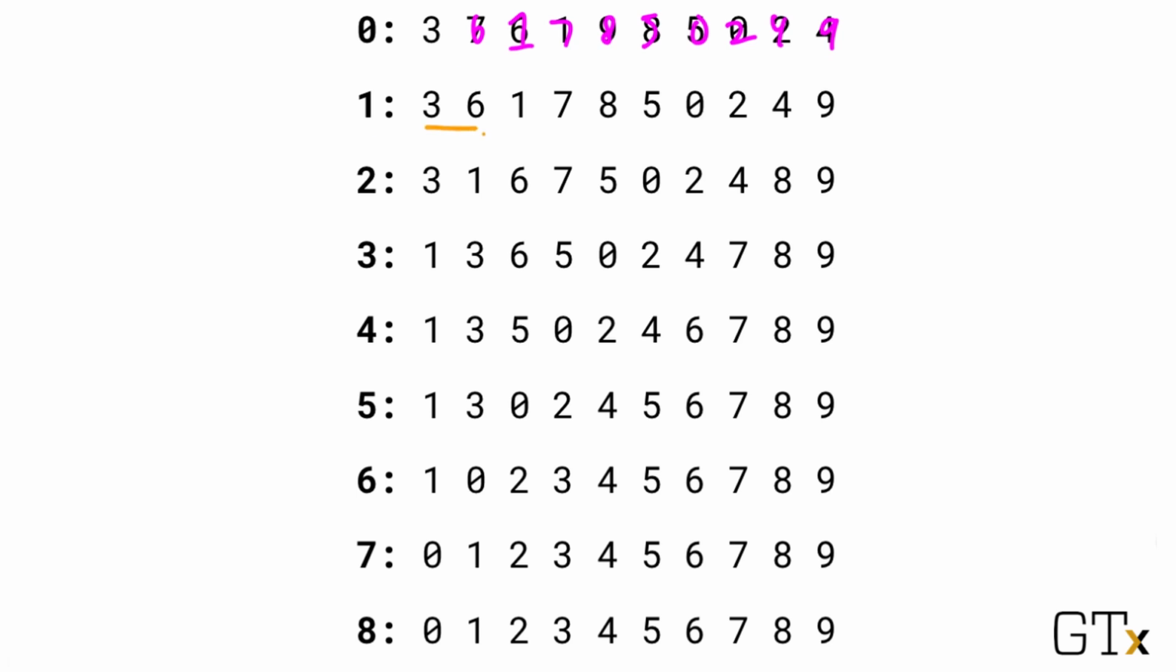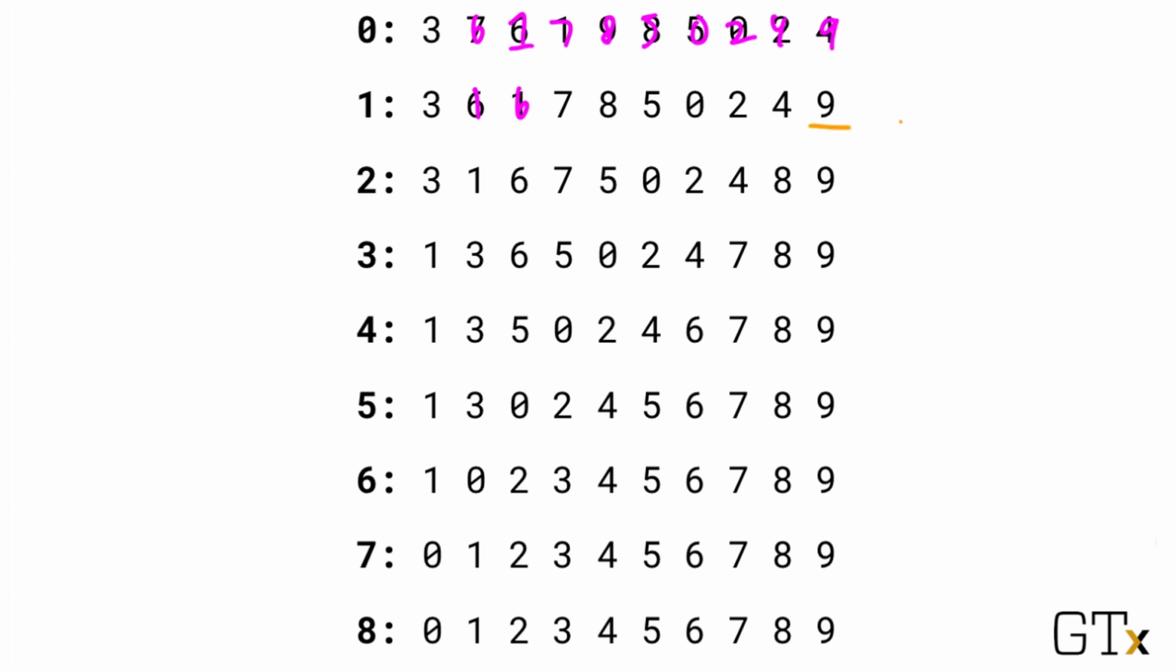3 is in fact less than 6, but 6 is not less than 1. So we flip them, and that gives us 1 in that spot in the next row. 6 is less than 7 though, so no switch there. And 7 is less than 8. So for right now, those seem to be in the right order. And as a result, 6 and 7 appear down there as well.